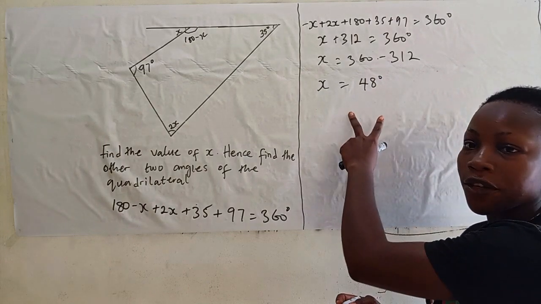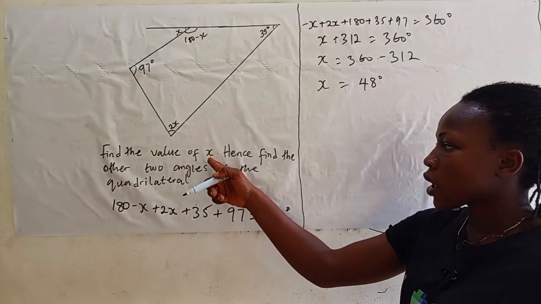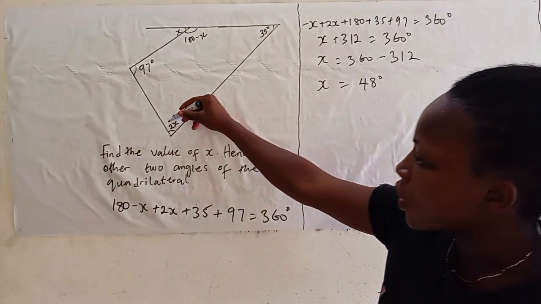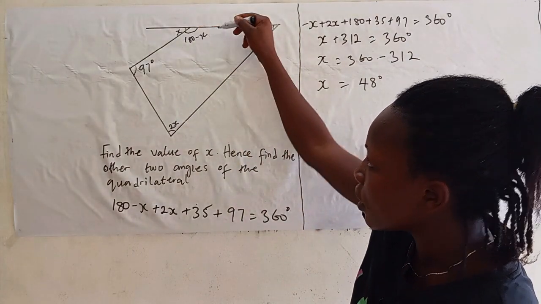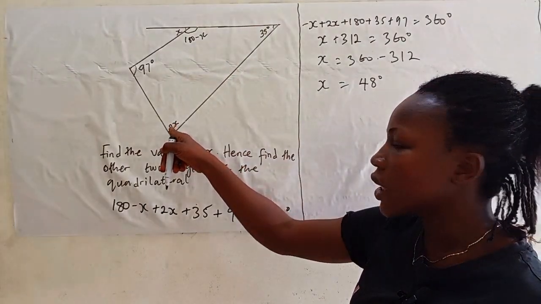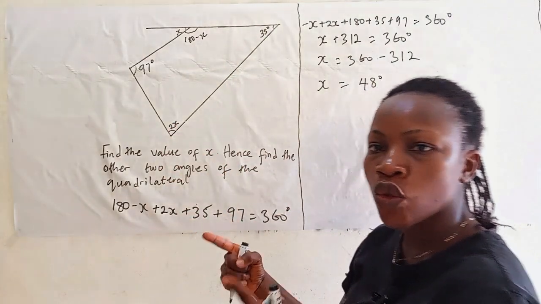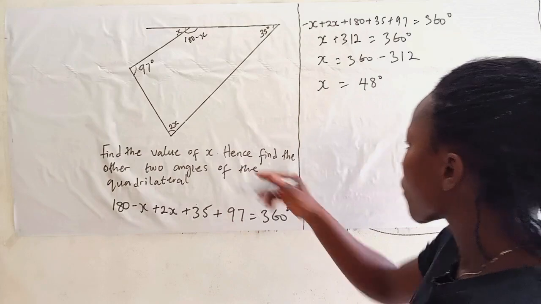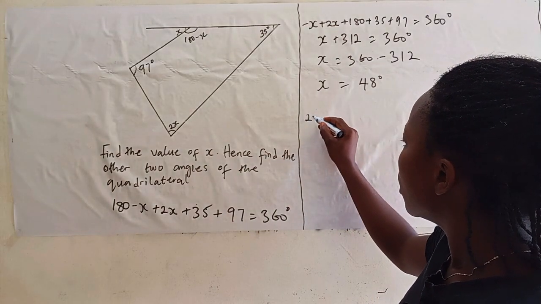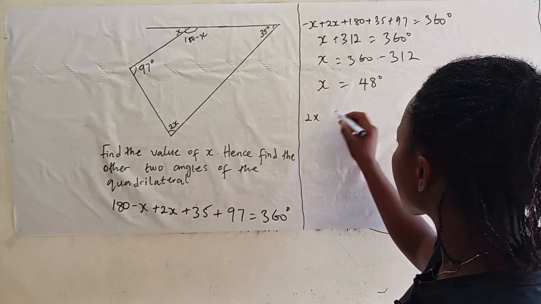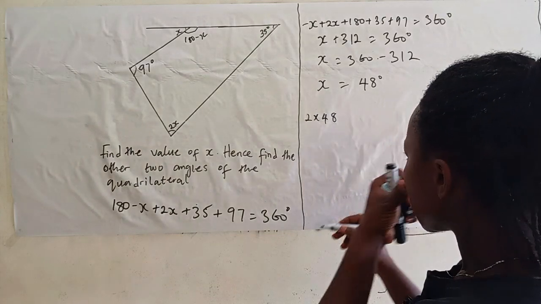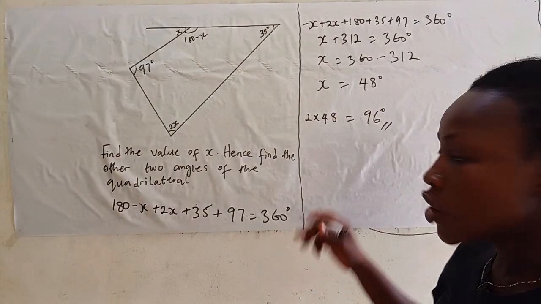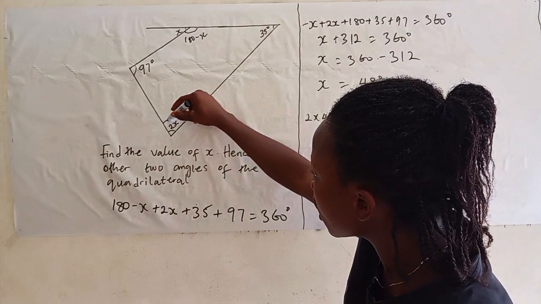All right, now we have gotten the value of x, which is the first thing we are asked to find. So what we are asked to find again is this angle here and this angle here. We know that this angle here is 2x, right? So we multiply 2 by the value of our x. So we're going to have 2 times 48, which will give us 96 degrees.